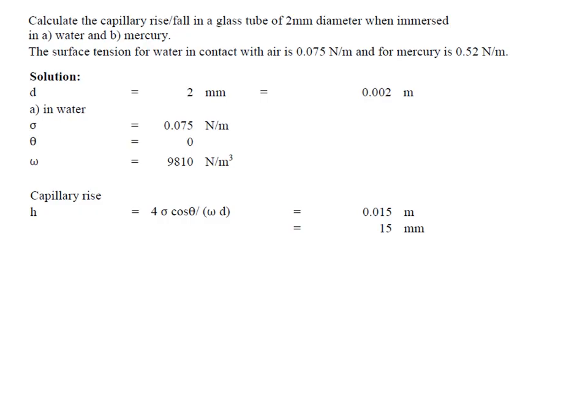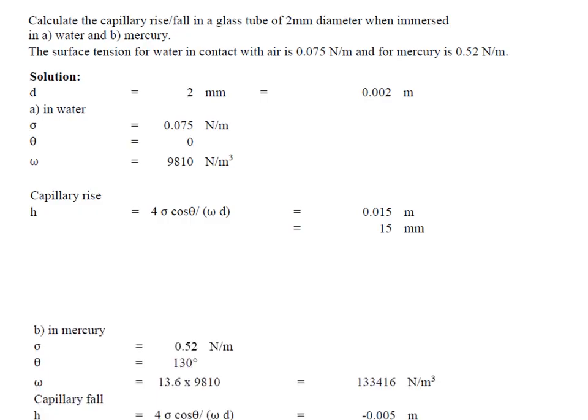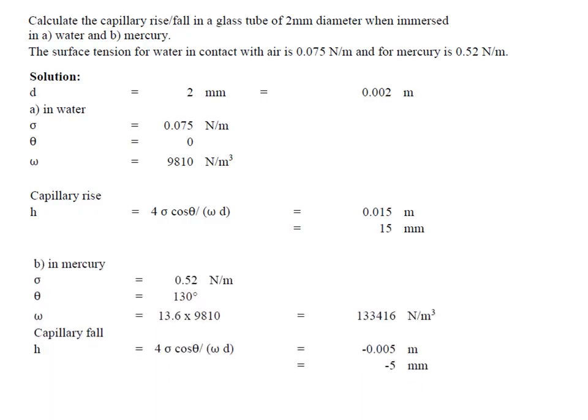Now the second case is in the case of mercury. You know that the angle of contact, if not given, take it as 130 degrees for mercury. Surface tension is 0.52 Newton per meter. You know that whenever a glass tube is dipped in mercury, there is a fall. Therefore cos of 130 is negative, so naturally in the formula also you will get a negative answer. Minus indicates that it is a capillary fall.